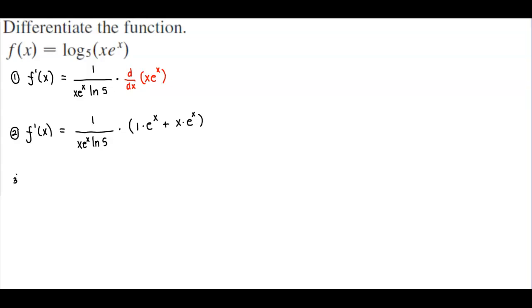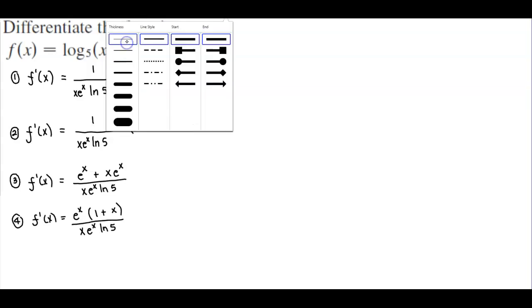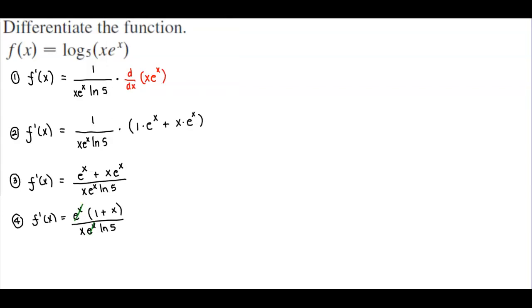And so therefore, in our numerator, we have 1 times the following, which is e to the x plus x e to the x, divided by x e to the x times the natural log of 5. And what we notice is that in the numerator, we can factor out an e to the x. And what's left is 1 plus x over x times e to the x times the natural log of 5.